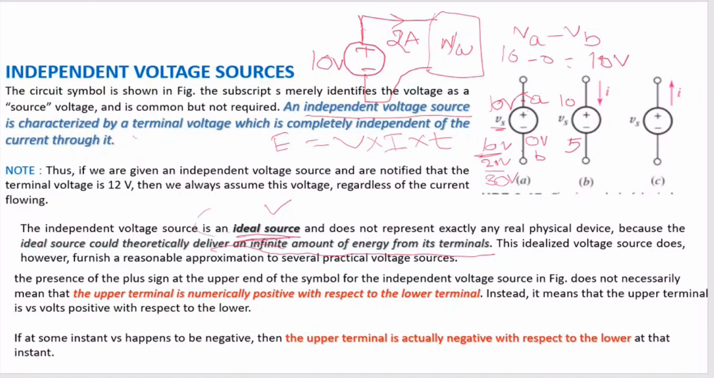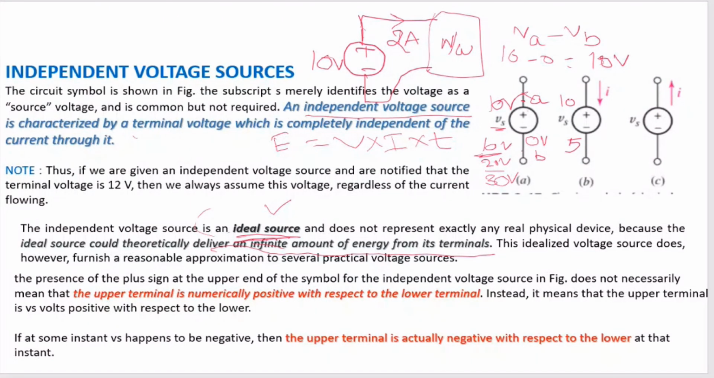That is called independent voltage source. Next, independent voltage source with a constant terminal voltage is often termed as independent DC voltage source and can be represented by either of the symbols shown in figure A and B.